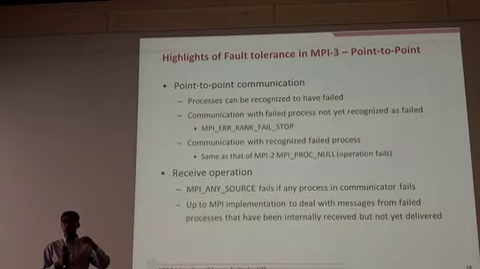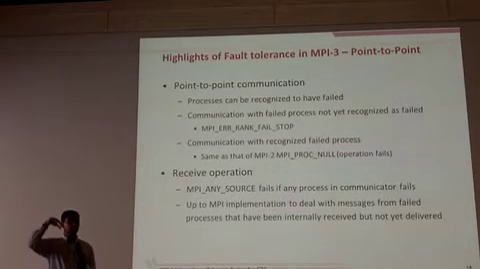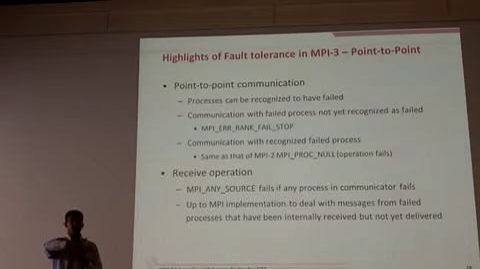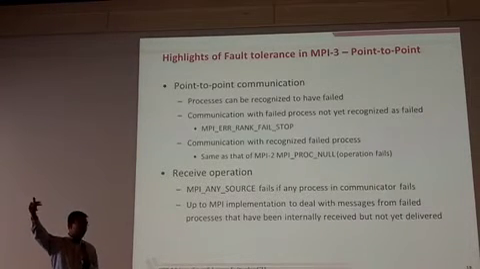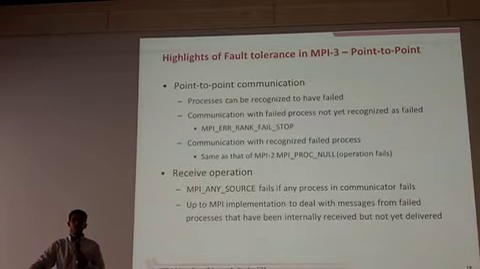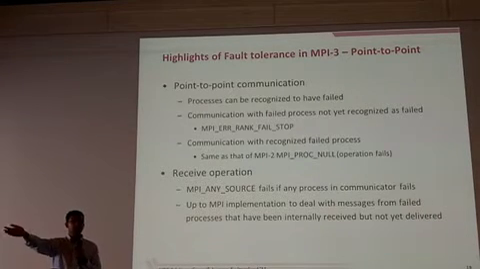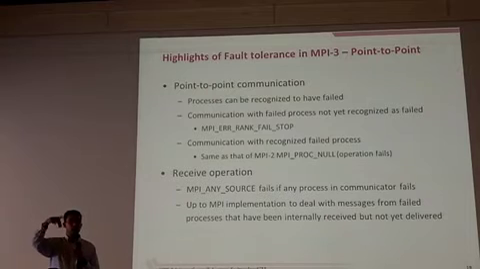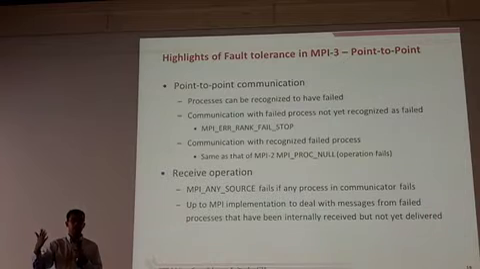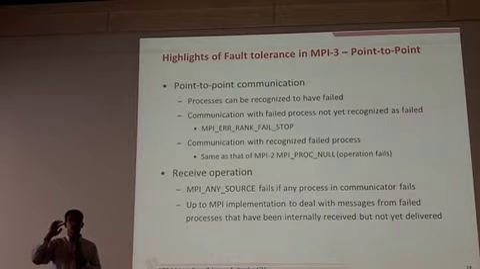So what happens with the receives on the receiver side? If you have posted a receive from a particular process which is now recognized as failed, it will return with an error. But if you post with MPI any source, which means that you are waiting for messages from any source within the communicator, then all of those receives will fail if one process has failed, because the MPI library has no way of intelligently telling you which one has failed. So you'll have to deal with all those receives.